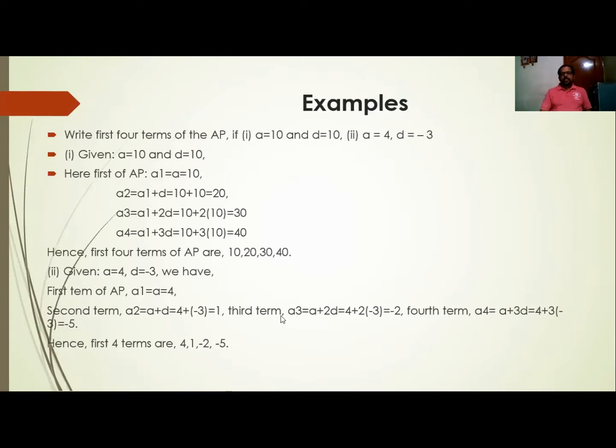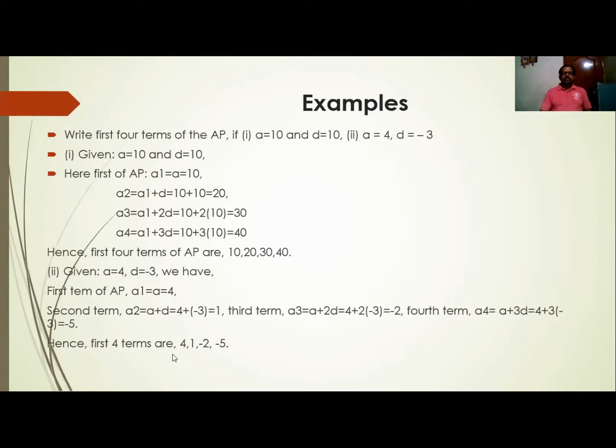The third term of AP, A3 is given by A plus 2D. Right? Again, substituting the values of A and D, A is equal to 4, D equal to minus 3. So it gives us 4 minus 6, that is equal to minus 2. And then the fourth term of AP, A4 is given by A plus 3D. Again, A is 4, D is minus 3. It gives us 4 minus 9. So 4 minus 9 equal to minus 5. Hence, we can say that the first four terms of AP are given by 4, 1, minus 2 and minus 5.